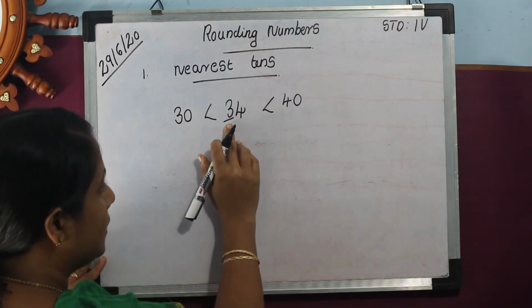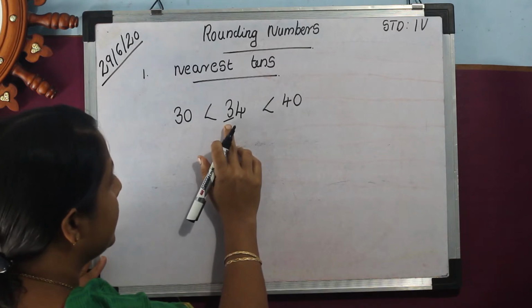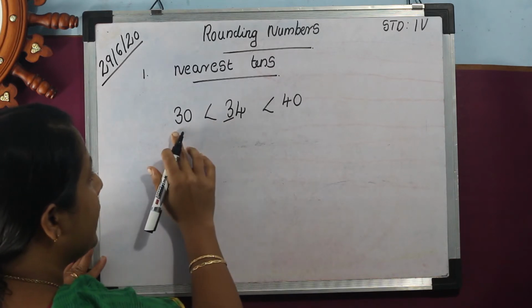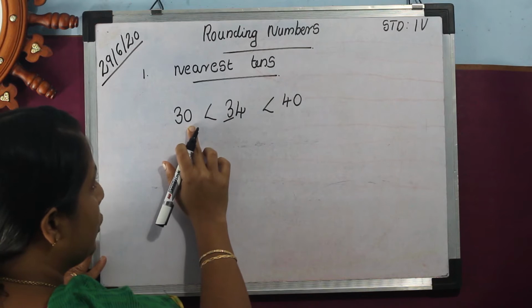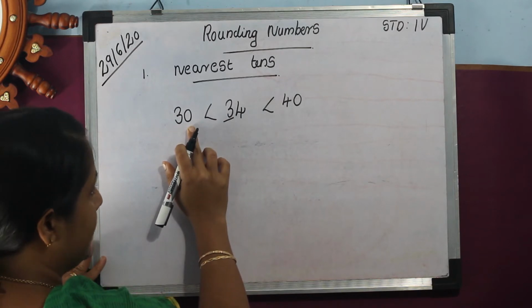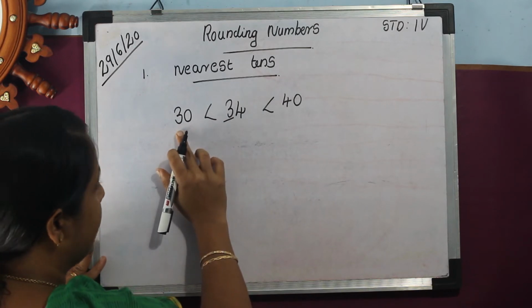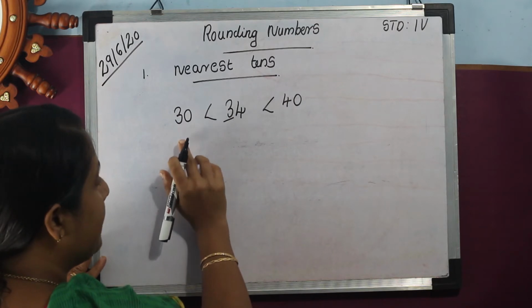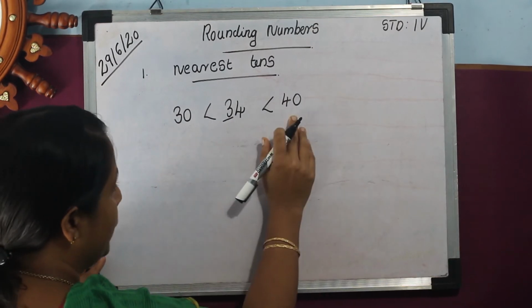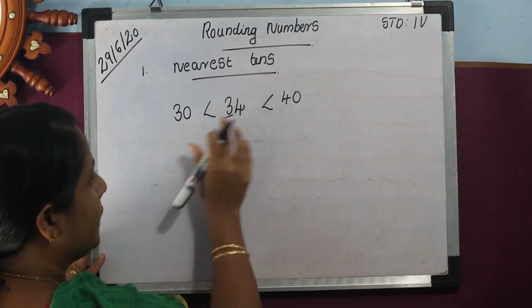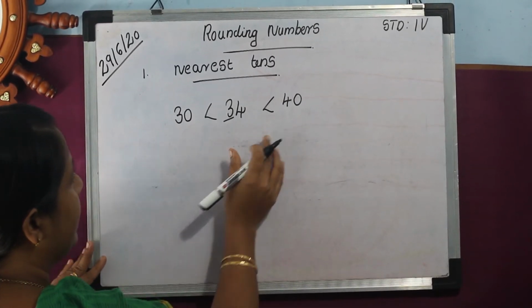First we take the 10's place number, which here is 3. So we write 3 and put 0 because it is the case of nearest tens. Here 30, adding 10 to this number, that is 30 plus 10, we get the answer 40. So 34 lies between the numbers 30 and 40.